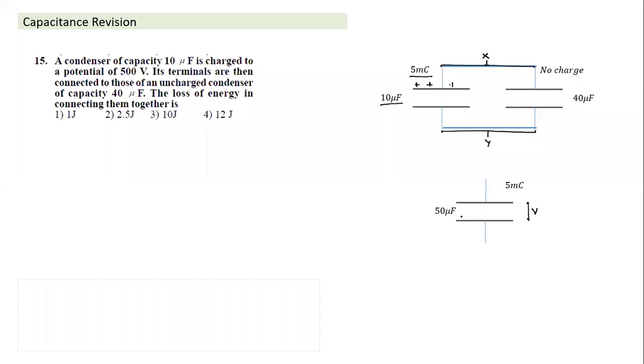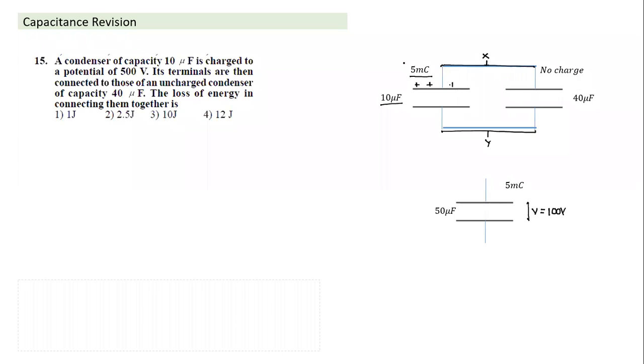So can we find what the new voltage is? Earlier it was connected to 500 volts when the charge was 5 millicoulomb. Now from 10 microfarad it has become 50 microfarad. C has become 5 times. The voltage will become 1 by 5 times. This voltage will be equal to 100 volts.